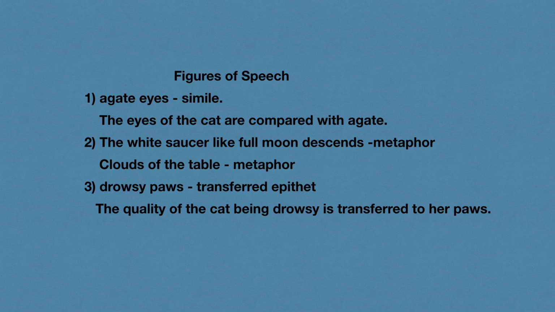Figures of speech. Agate eyes. It's a simile. It is used to describe the eyes of the cat that looks like agate stones. The next is the white saucer like full moon descends. It's a metaphor. The white saucer is compared with the full moon. Clouds of table. This is again a metaphor. Drowsy paws, transferred epithet. The quality of the cat of being drowsy is transferred to her paws.